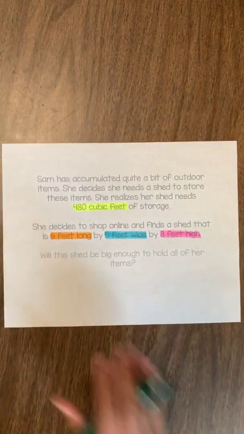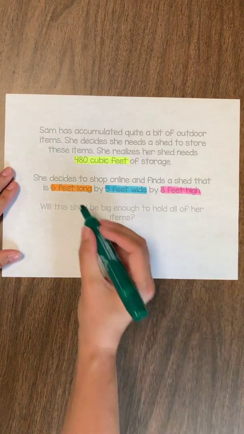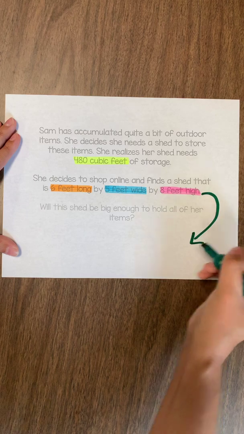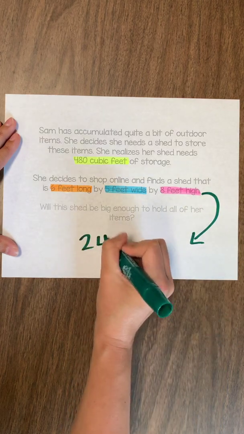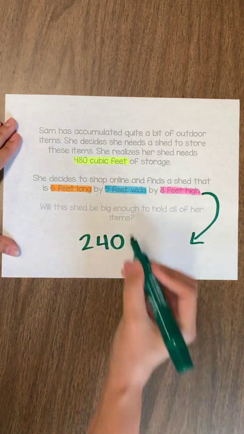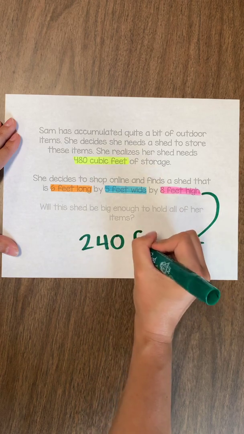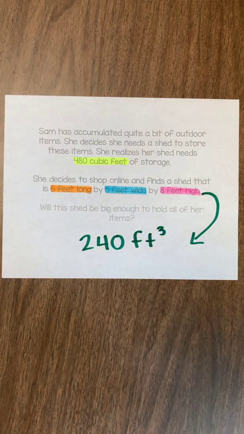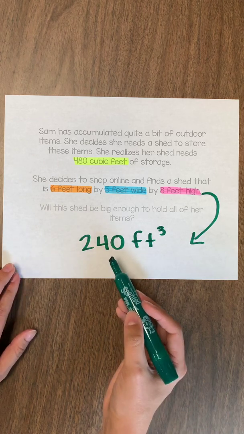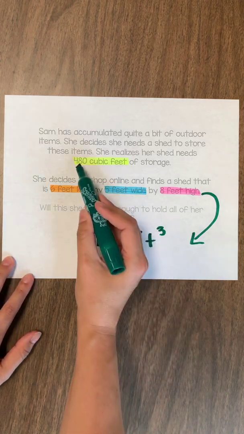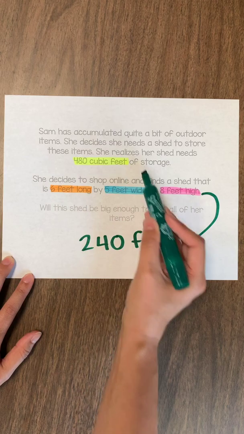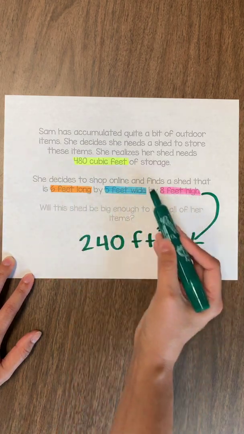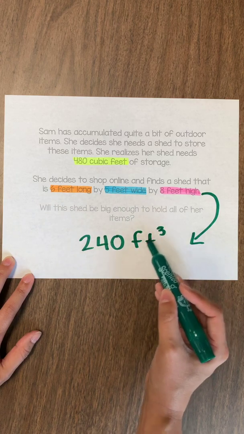So if I go back to my story problem here, I know now that the shed that she was looking at was 240. If I give it the proper label, it was feet. It'd be cubic feet for volume. And I know that earlier it said that she needs the shed to be 480 cubic feet to hold all of her things. Well, this shed that she was looking at was 240 cubic feet.